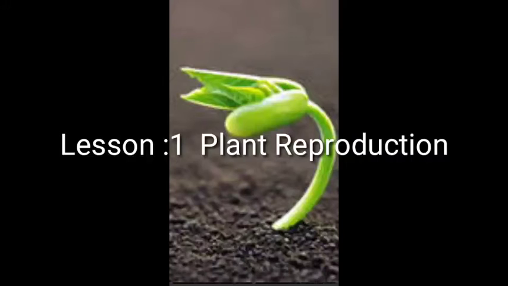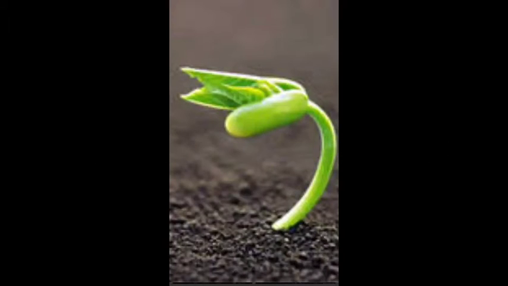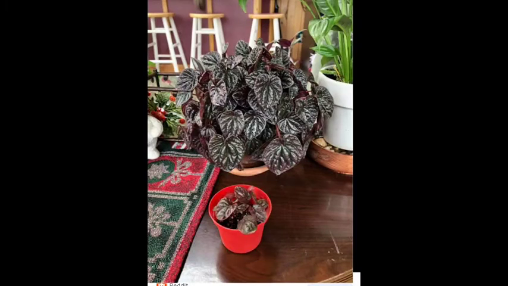Today I'll be teaching you lesson number 1 in science, and the name of the lesson is Reproduction in Plants. All of us know that plants can reproduce. When I say reproduce, it means that a plant can give birth to a baby plant having the similar features or the same features or of the same species.